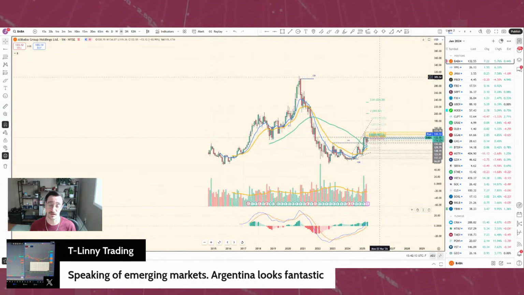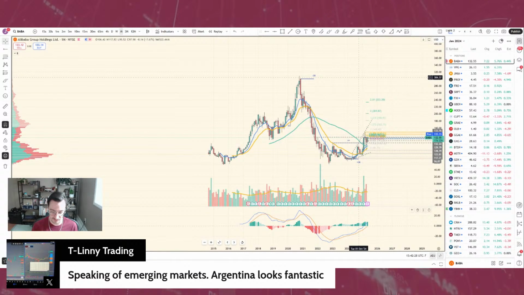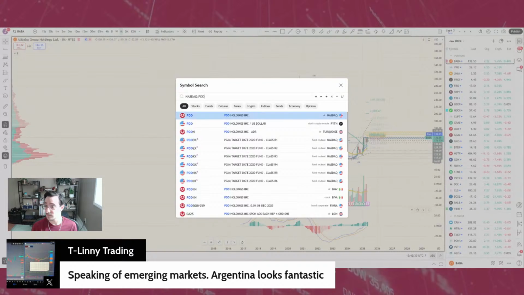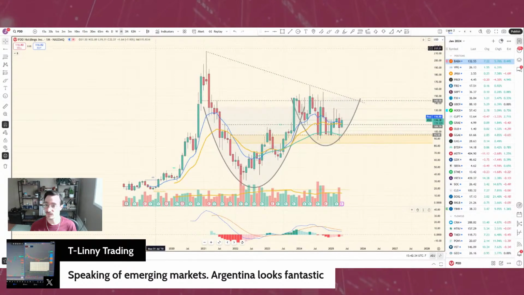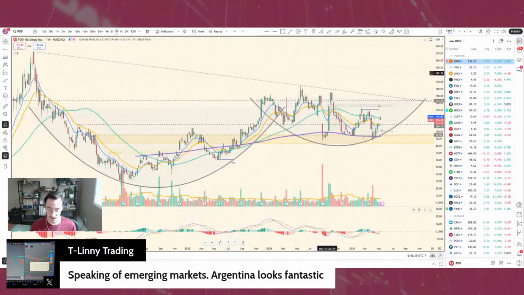Baba is trading at like a third or something of the valuation of any comparable U.S. tech company. And I think that there's a lot more room to the upside for a name like Baba than there is a name like Google, personally. So I love Baba. PDD here is very tight as well. And one more for you.